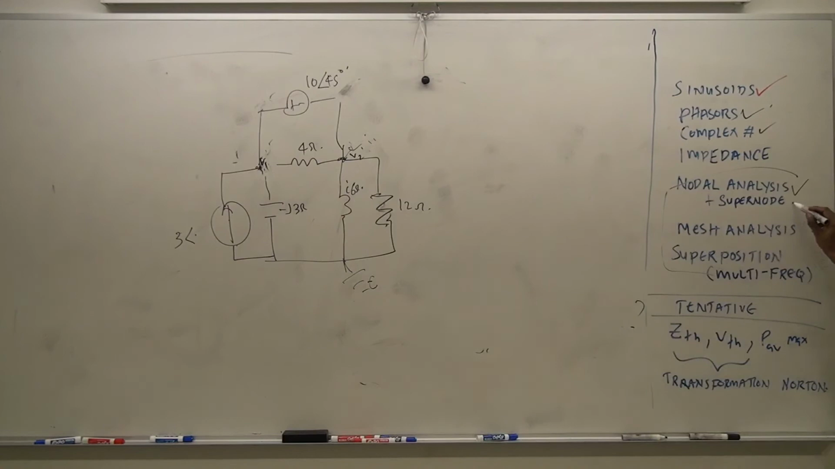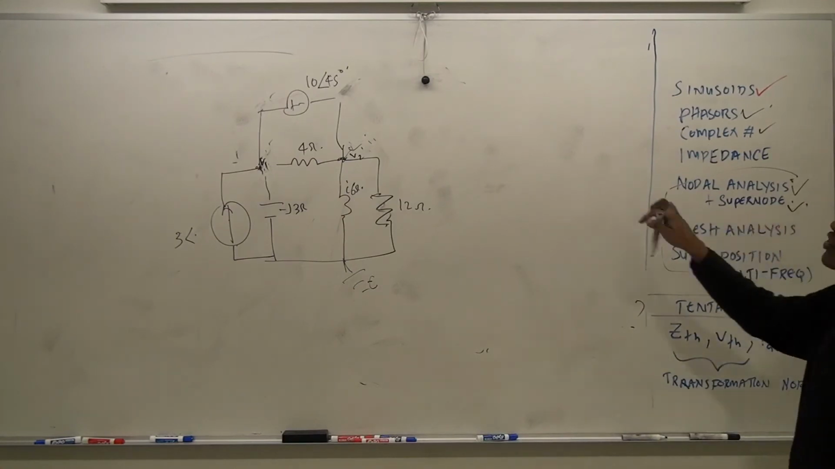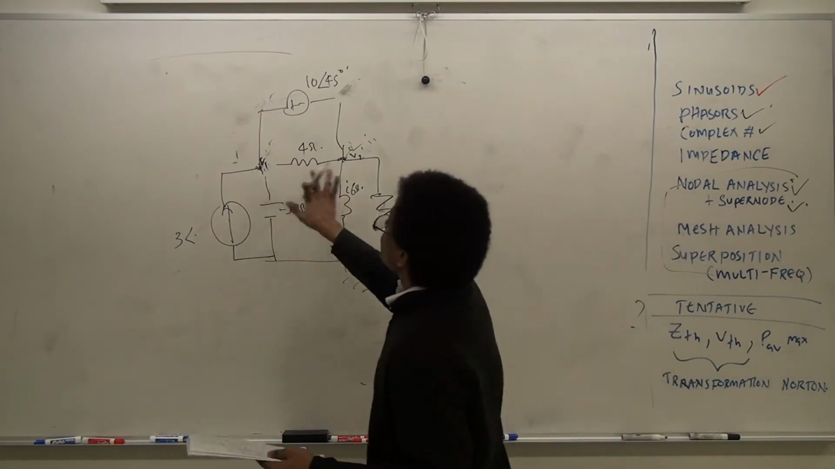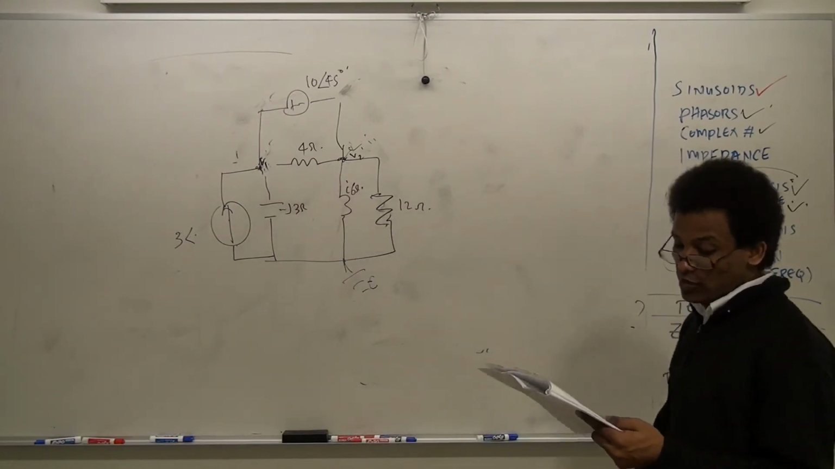This is an example of a supernode. We just covered this. So how do you do that? This is V1, that's V2. I need you guys to give me the equation.